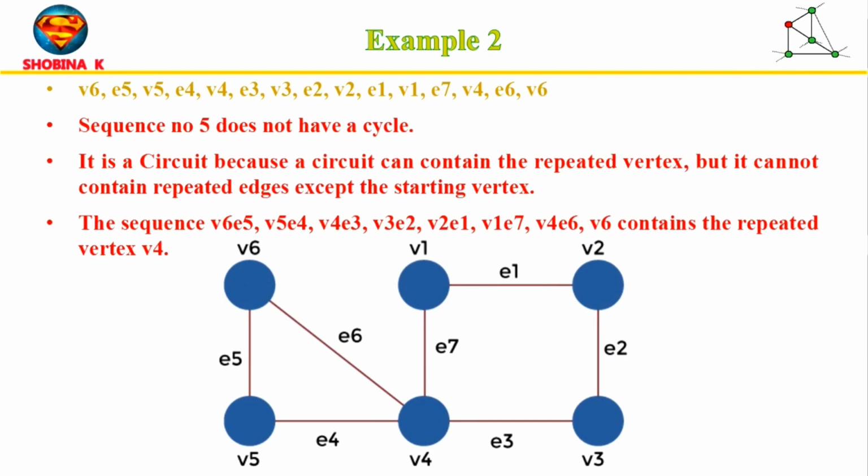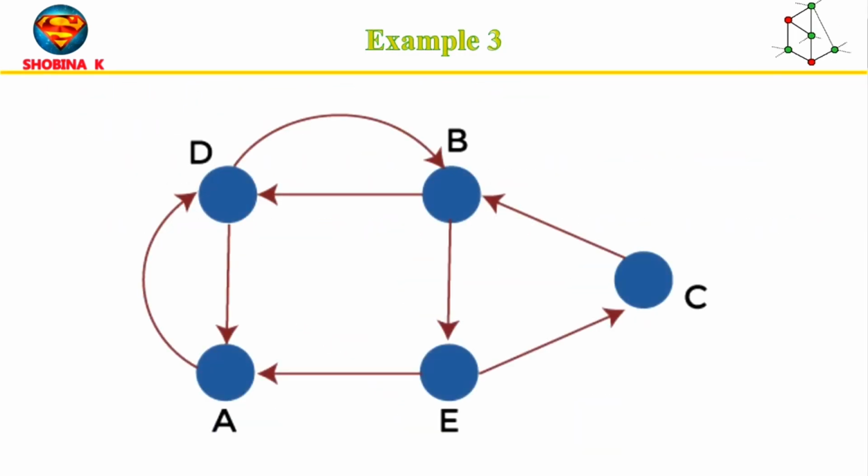It is a circuit because a circuit can contain a repeated vertex but it cannot contain repeated edges, except the starting vertex. The sequence V6, E5, V5, E4, V4, E3, V3, E2, V2, E1, V1, E7, V4, E6, V6 contains the repeated vertex V4. Let's see one more example.